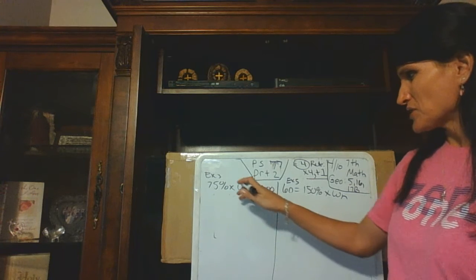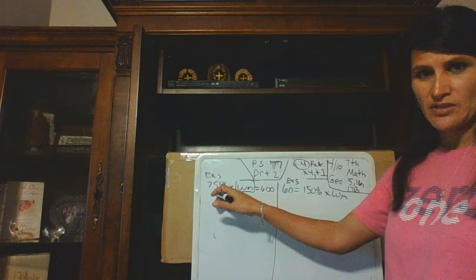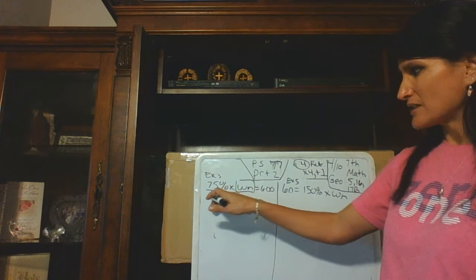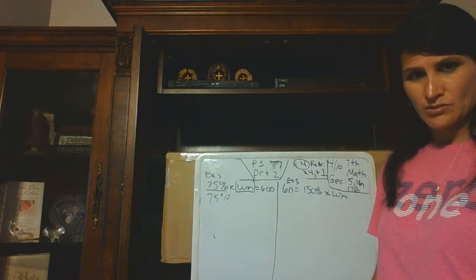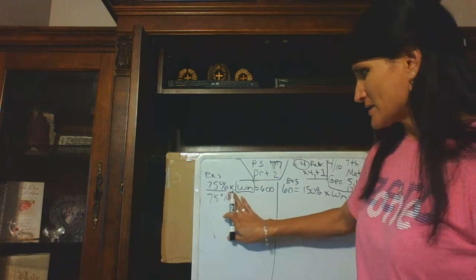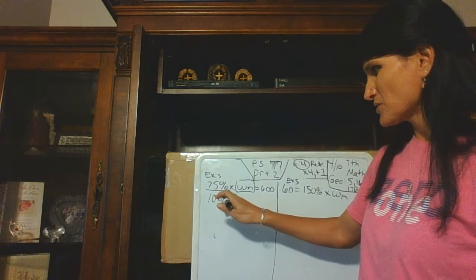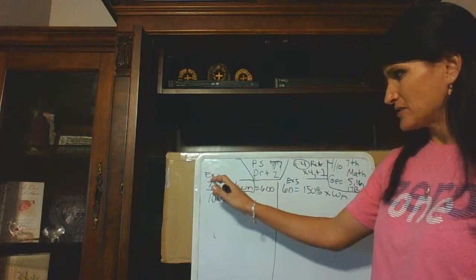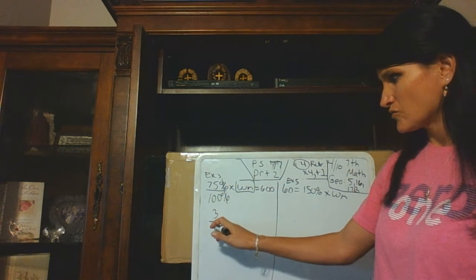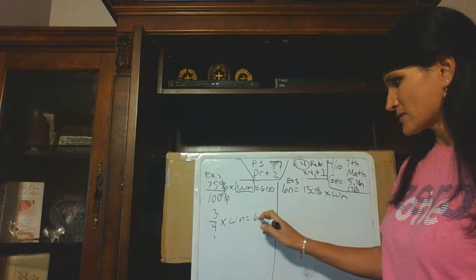Now, I have to isolate the variable and solve for Wn by getting rid of the 75%. The problem is I cannot divide by a percent like this. Okay, I can't do that. So instead, what I have to do is put this over 100% and cancel my percentages, and then reduce this to 3 over 4 times Wn equals 600.